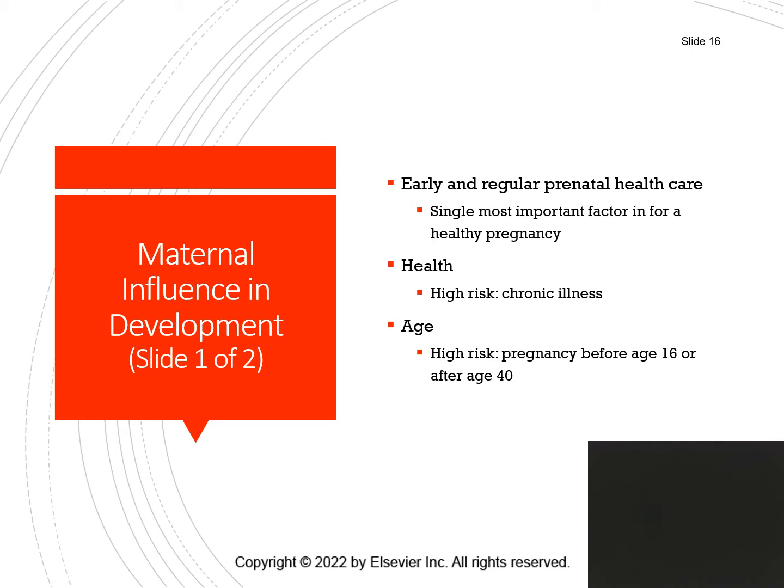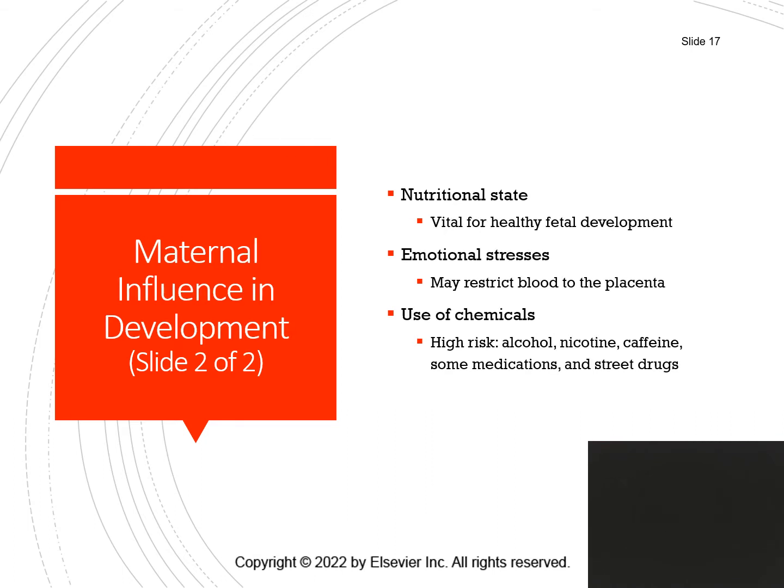A second influence in prenatal development is the mother's health. A third influence can be the mother's age. A fourth influence is the mother's nutritional state. Women need to be well nourished before pregnancy begins and throughout their pregnancy. A woman who begins pregnancy at a healthy weight should gain approximately 25 to 35 pounds. Excessive weight gain can complicate a delivery and also make it harder to lose weight afterwards.